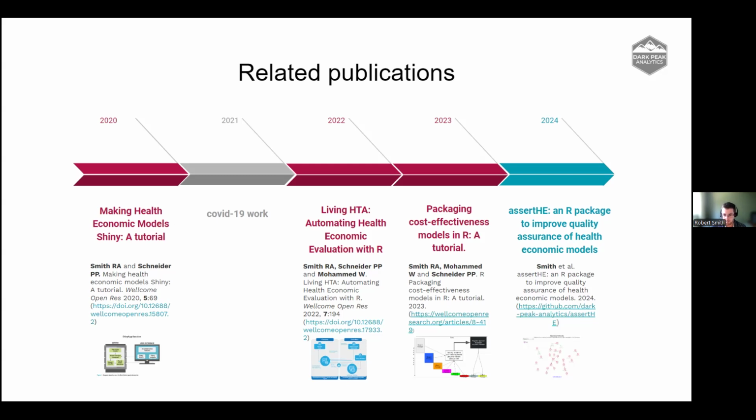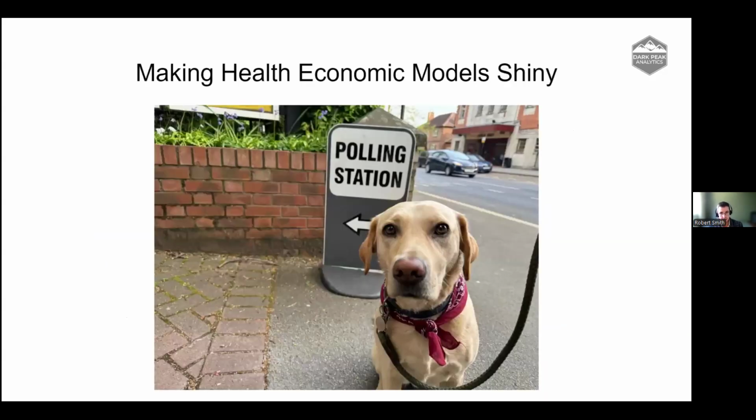And the last topic, which is not published yet, but is in progress, and we presented this on Friday at R HTA, is an R package which is designed to improve quality assurance of health economic models by being able to look into the code and identify how the different algorithms of a health economic model fit together using network analysis. So starting with making health economic models Shiny.